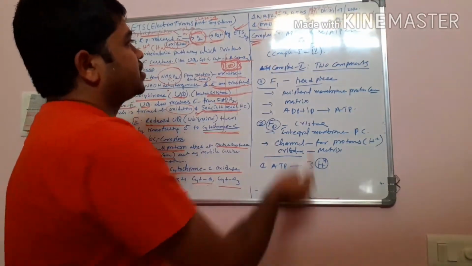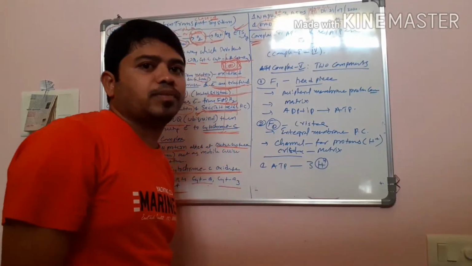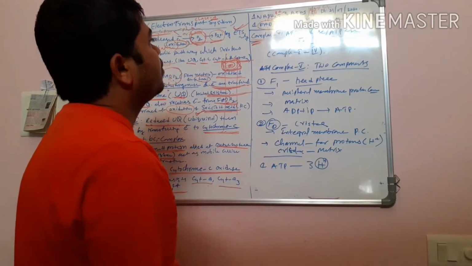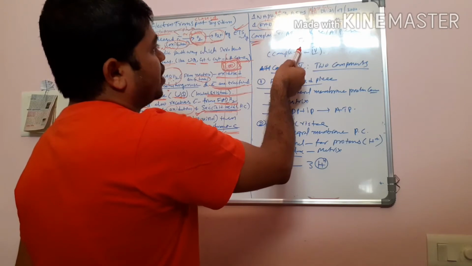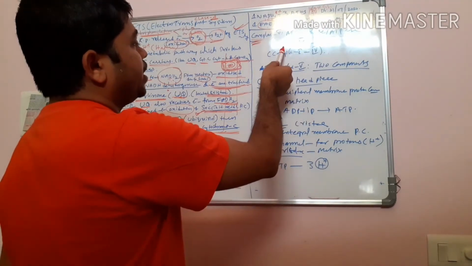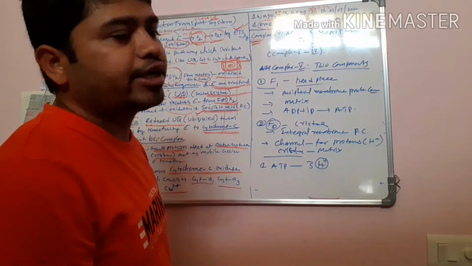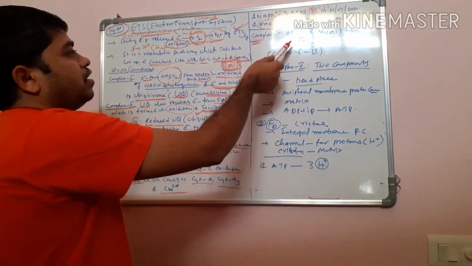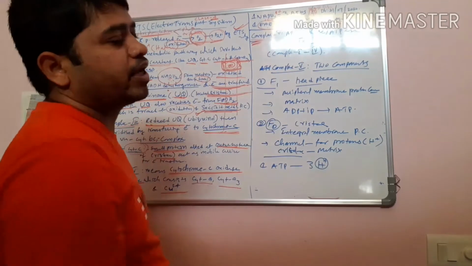Complex 5 means ATPase or ATP synthase. Here, ADP combines with one inorganic phosphate and is converted into ATP, adenosine triphosphate. Okay, this is complex 5. The electrons reaching complex 5 are coming from complex 1 to complex 4.